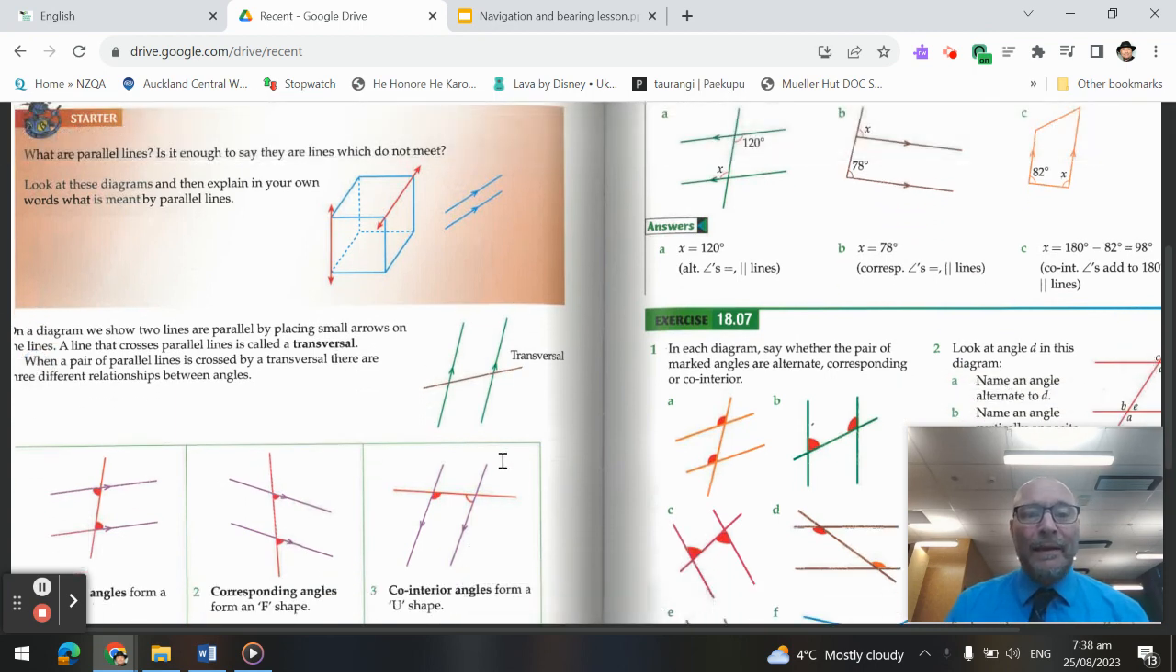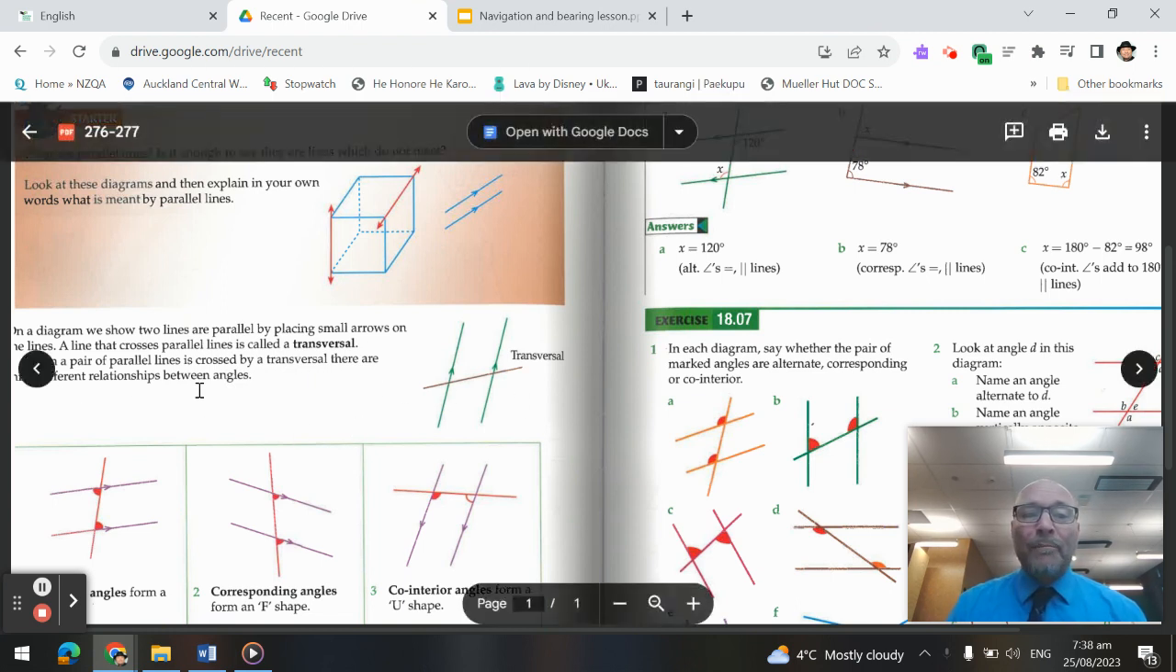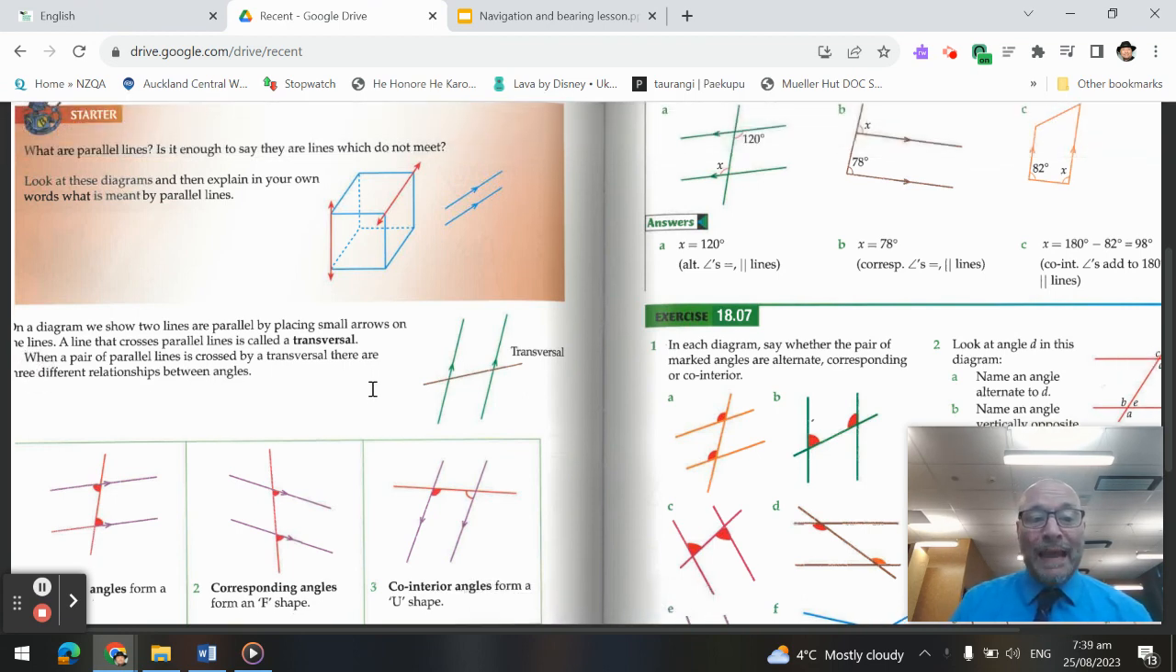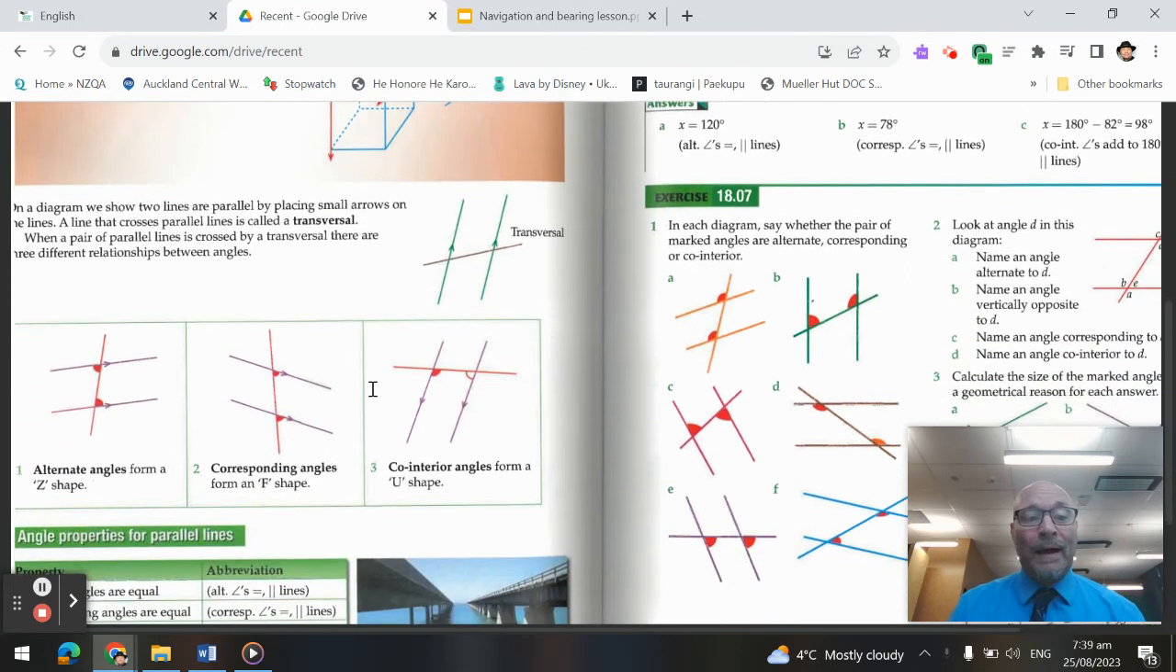In this video lesson, we're going to be talking about parallel lines, and in particular, when two parallel lines, which we know are lines that never crisscross, are cut by a third line, that line is known as a transversal. Now, when a pair of parallel lines is crossed by a transversal, there are three different relationships between angles that you are going to want to know about.